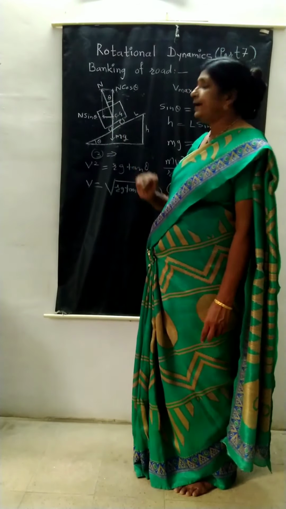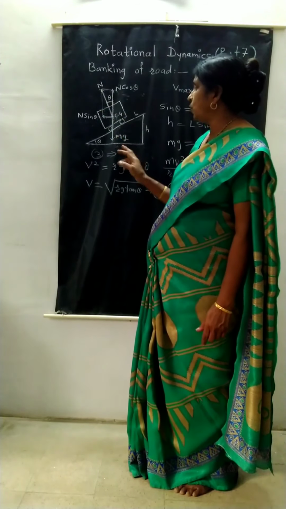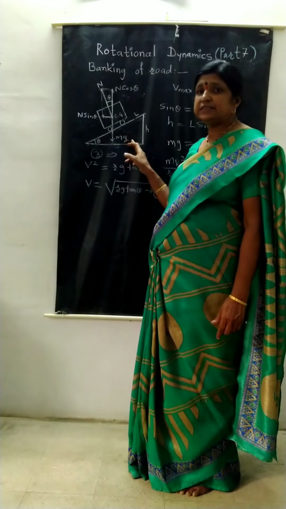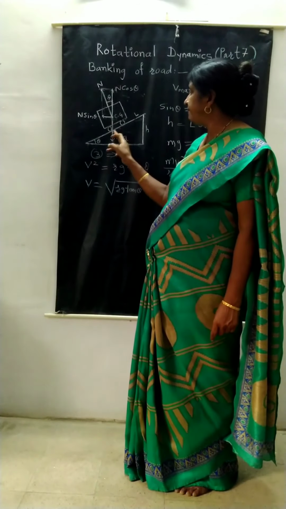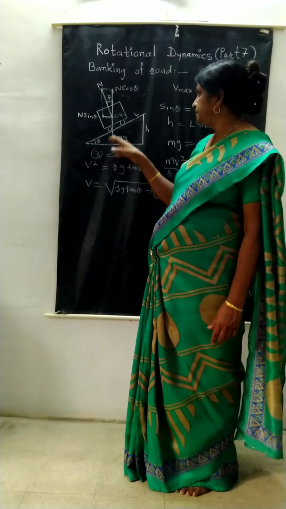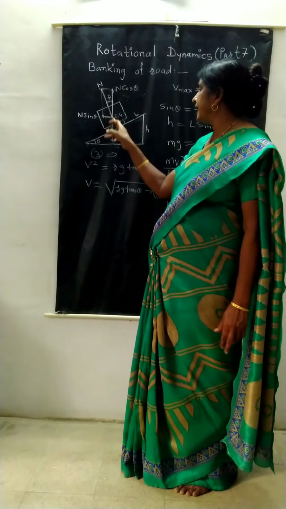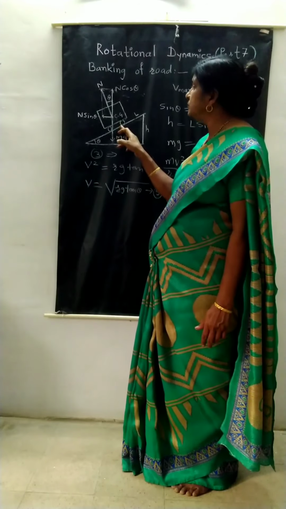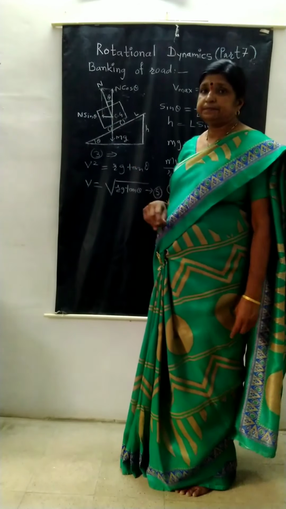In order to find out the resultant of these two forces, that is the weight mg, m is the mass, g is the acceleration due to gravity as usual. It is the weight of the vehicle, which is acting vertically downwards. And normal reaction is always normal, that is perpendicular to the surface.